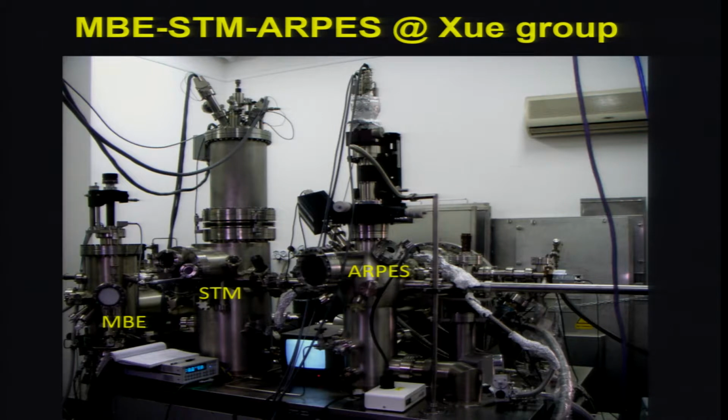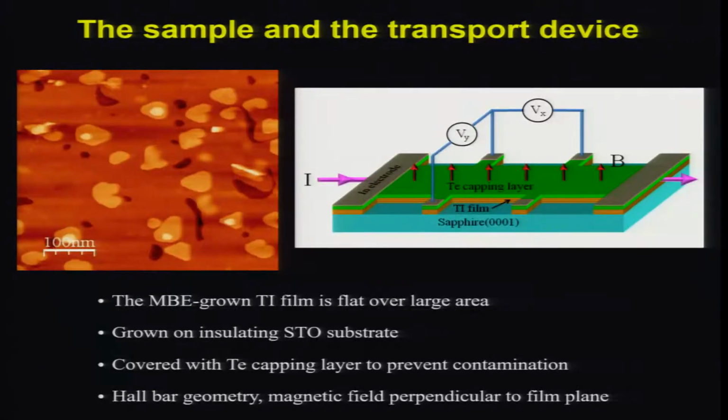And in order to grow these materials, Chi Kun's group used this very powerful machine. It's a 3-chamber UHV system. They grow the thin film in the MBE chamber, then transfer it in the UHV into the STM chamber to look at the surface morphology, then transfer it to the ARPES chamber to look at the band structure. Then they take the sample out of the UHV chamber, and my transport lab is just next door. So my student will quickly take the sample, scratch it into a transport device, and do the measurement within an hour or so.